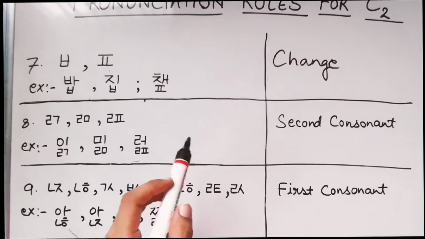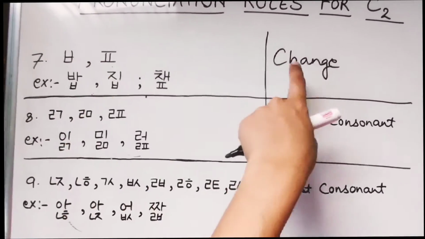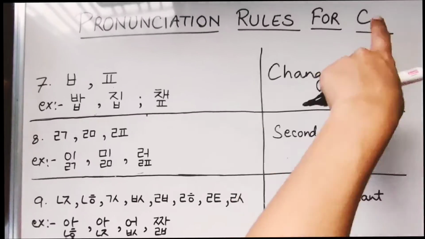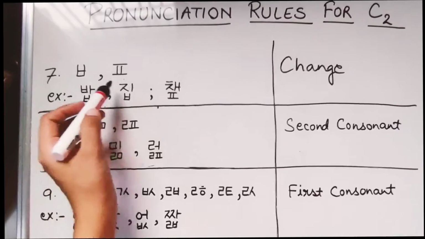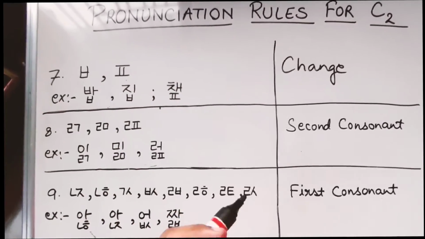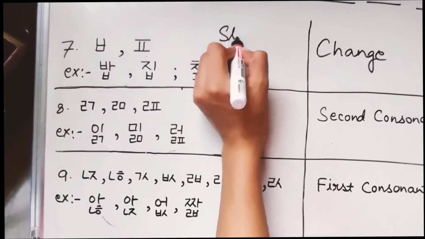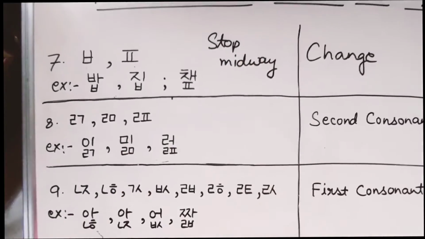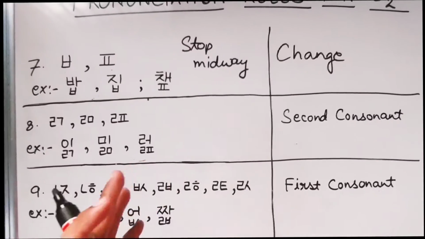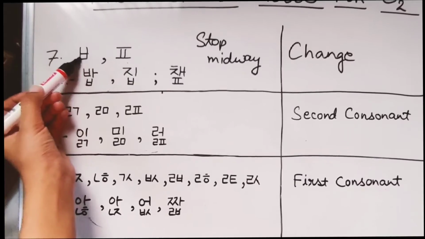We have the consonants bh and ph. For the bh consonant, at the C2 position, its sound changes to b. But for the ph consonant, the sound at C2 position changes to p. It is confusing, I know, but just remember that in this case also you have to stop midway. You do not pronounce them as properly b and p.